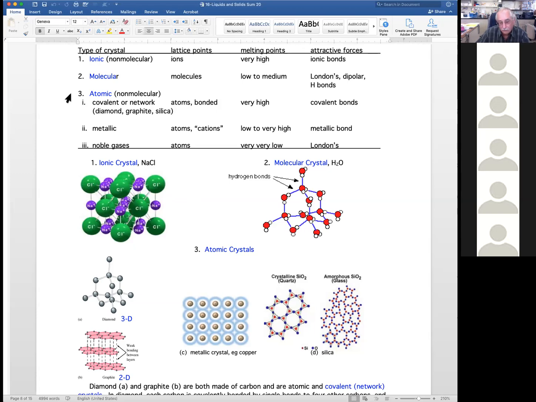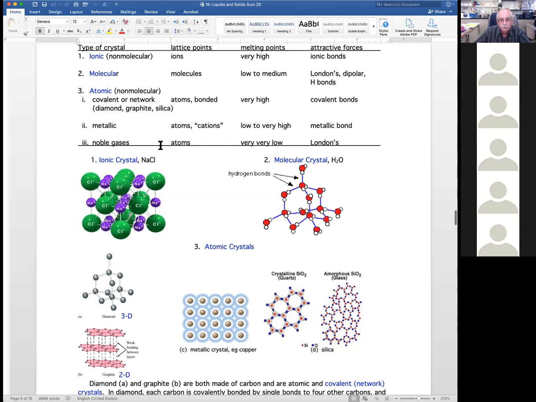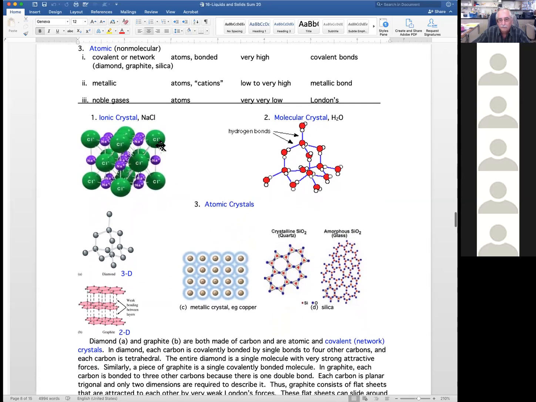But the way to organize it, the way I've done it, within atomic crystals we have different types, subtypes. It could be covalent or network, it could be metallic, or it could be noble gases. So let's just try to get an idea of that. Here's a metallic crystal. So I'm in my little spaceship driving around these lattice points. What are the lattice points? Well, they're atoms. Well, what's holding them together? The metallic bond. That can be low to very high melting points.